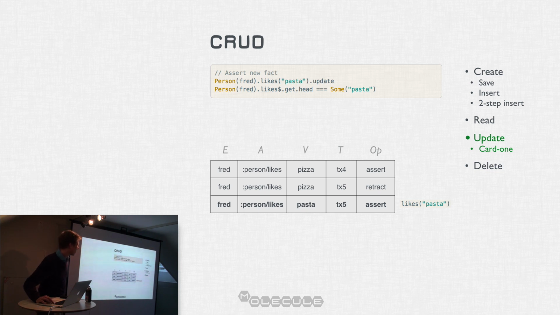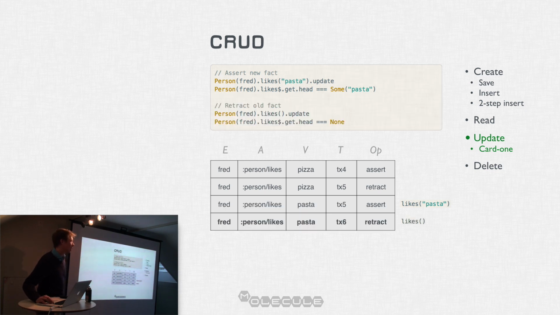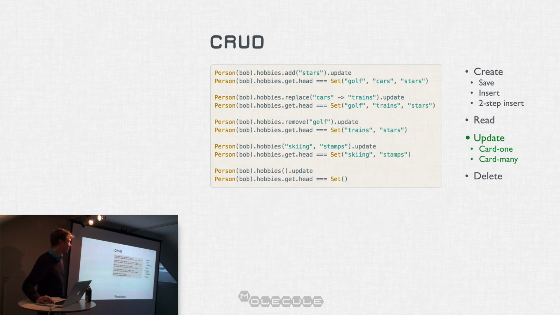So this is... There we have the fact, right? You can also apply an empty list, which is saying that we want to retract the value. So now he doesn't have any likes. So that's how we do that. And this is when you have cardinality many.